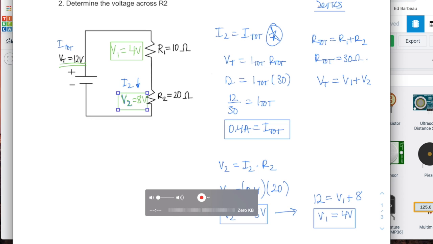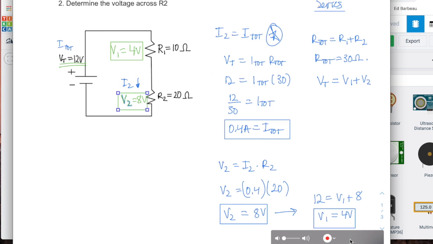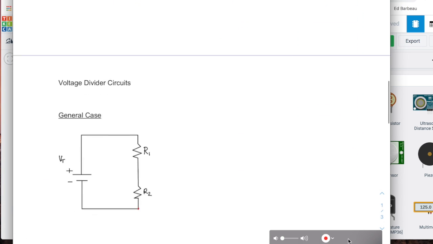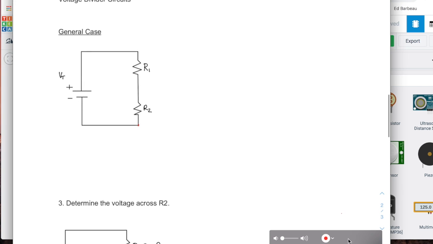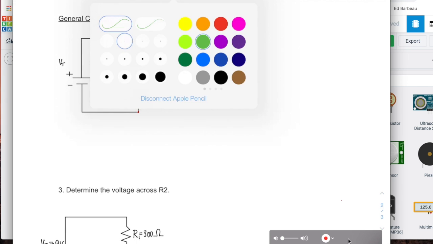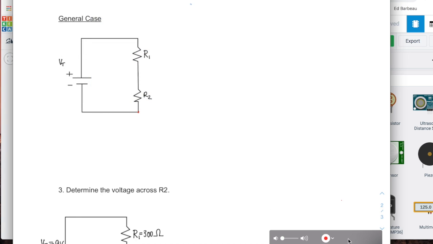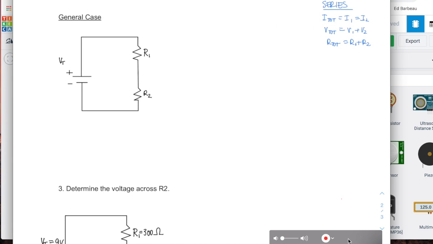So I want to generalize that a bit in our notes by, instead of using a circuit with actual numbers, using a more general circuit. So let's talk about this general case, and let's keep in mind that this is a series circuit. I'm going to write down the rules of a series circuit again. In electrical engineering, we do care about voltages just at very particular points in a circuit. And in this circuit, our point of interest is this one.